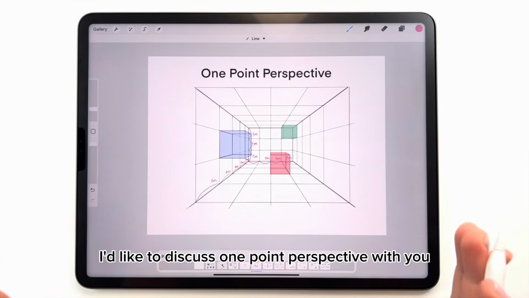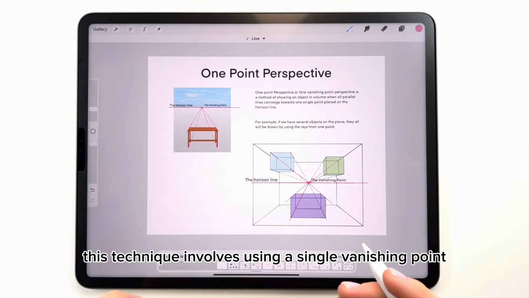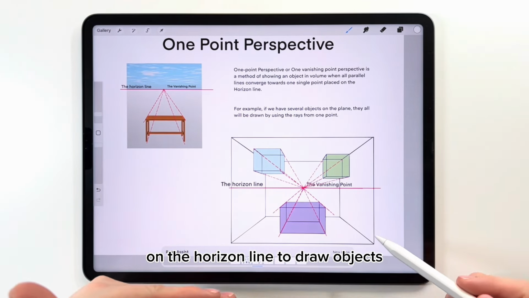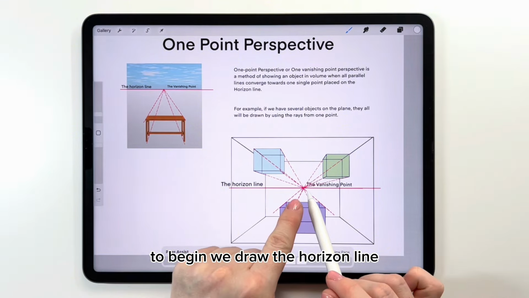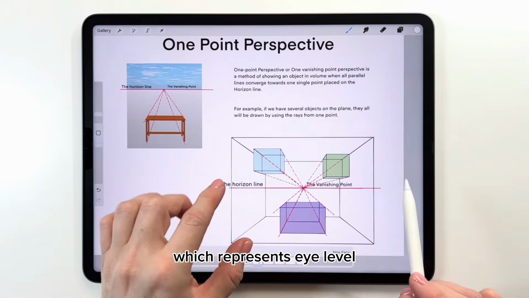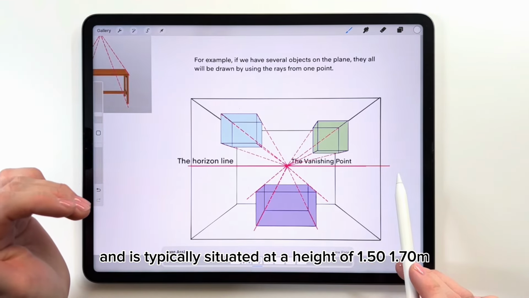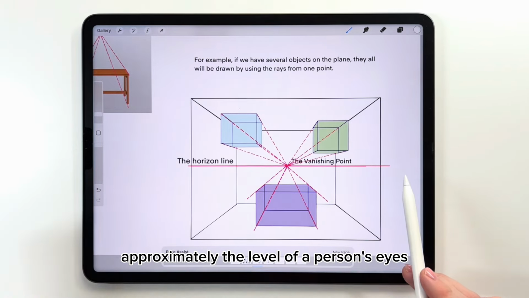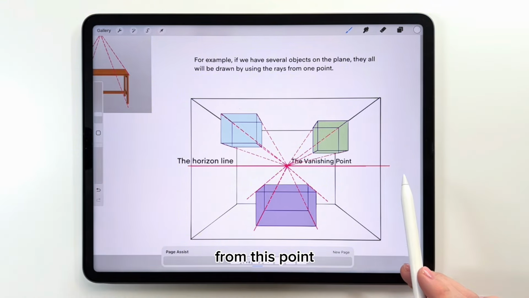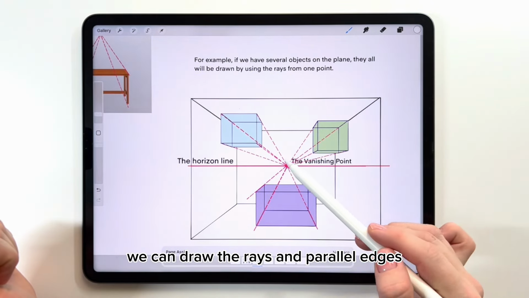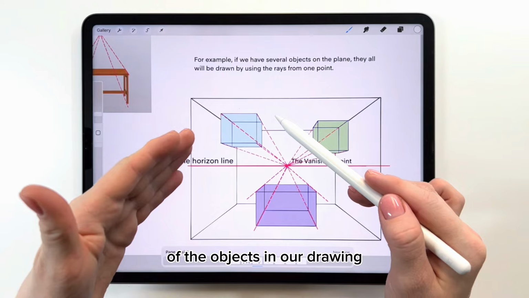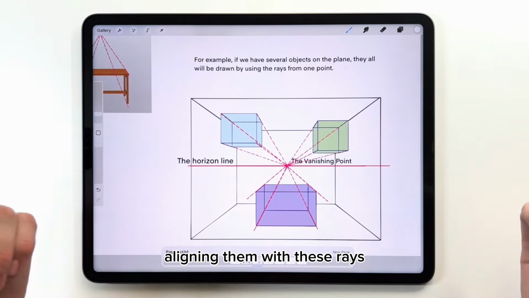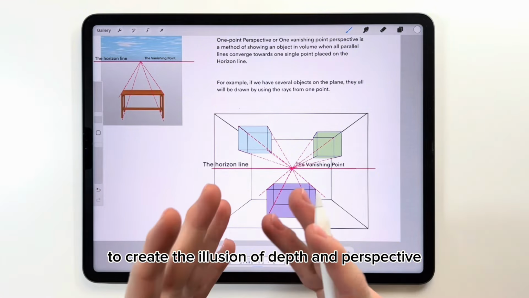I'd like to discuss one-point perspective with you. This technique involves using a single vanishing point on the horizon line to draw objects. To begin, we draw the horizon line, which represents eye level and is typically situated at a height of 1.50–1.70 meters, approximately at the level of a person's eyes. From this point, we can draw the rays and parallel edges of the objects in our drawing, aligning them with these rays to create the illusion of depth and perspective.